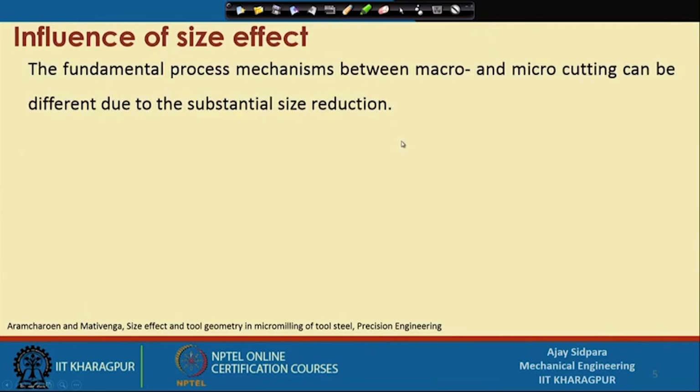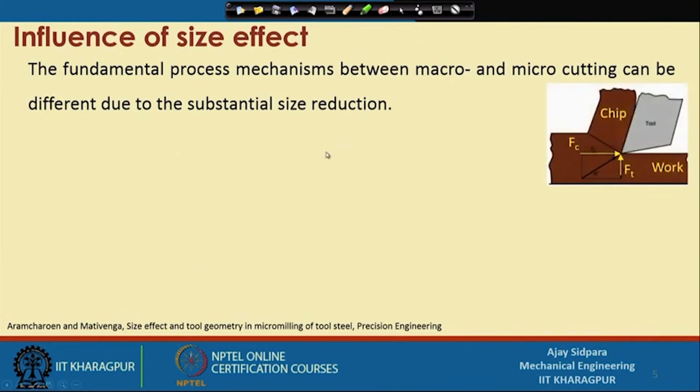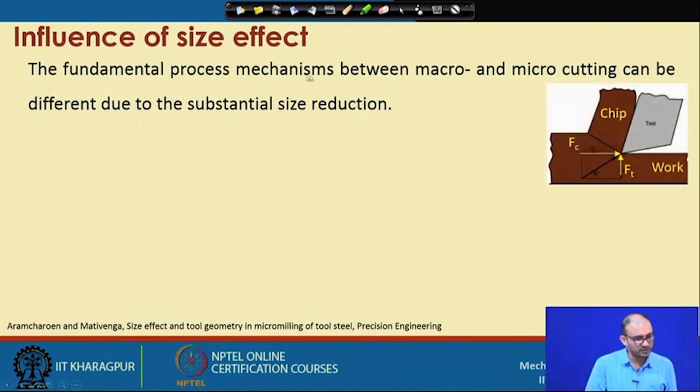So, now what is the influence of size effect on the different types? Size effect means when you scale down the tool, when you scale down the uncut chip thickness, what is going to happen to the surface, or what is going to happen to the tool also. In this case, the fundamental process mechanics between the macro and micro can be different due to substantial size reduction. This is the normal conventional diagram where the chip is removed, this is the cutting force, this is the thrust force, and this is the workpiece.